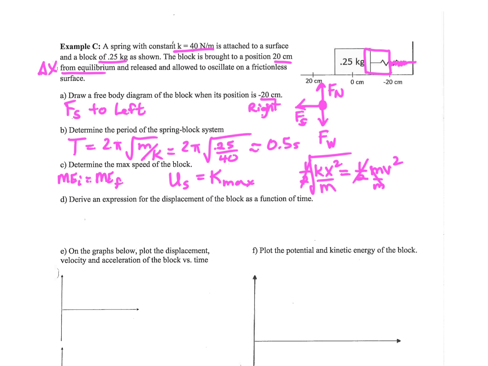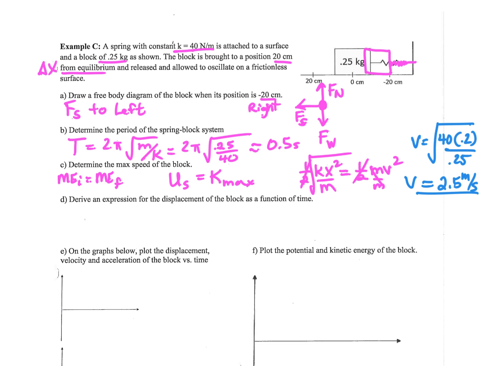So let's plug in. We know that V is going to be equal to the square root of k, which was 40, times the displacement, 0.2, because it's 20 centimeters, and we're going to divide that by the mass, which is 0.25. So we're going to get a velocity that is about 2.5 meters per second. Okay. Now it says derive an expression for the displacement of the block.